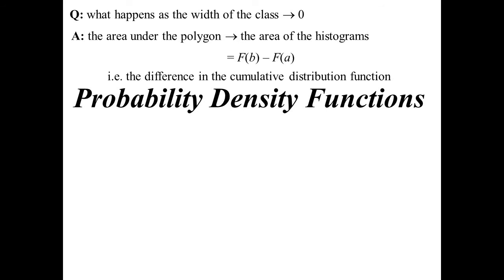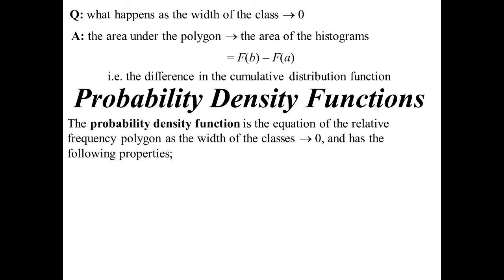Okay, so where am I heading to with all this? What's called probability density functions. The probability density function, that is the equation of that polygon, right? The relative frequency polygon, as the widths approach 0. It will no longer be a sharp lot of lines like so. It should now become a curve.